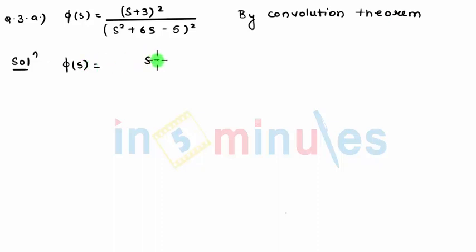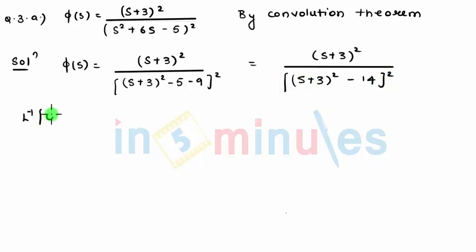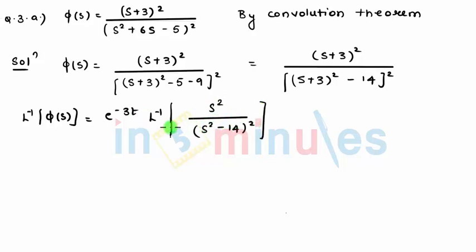Phi of s is (s plus 3) the whole square, divided by (s plus 3) the whole square minus 14, which I can write as (s plus 3) the whole square divided by (s plus 3) the whole square minus 14 the whole square. So we can write L inverse of phi of s is e raised to minus 3t L inverse of s square divided by s square minus 14 the whole square. So we just need to find the inverse of this and we can substitute it here.